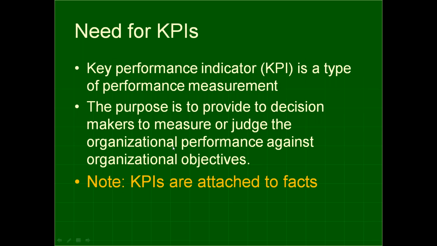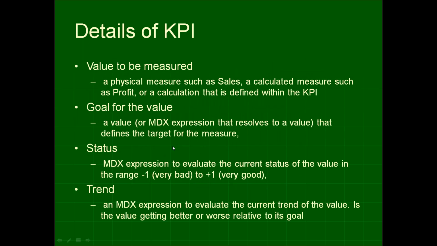Am I clear? Now, what are the things that need to be taken into consideration? Value to be measured: a physical measure such as sales needs to be input, and the goal. So what is the goal you would like to have for that sales? Based on that, you're going to get status and trend as an output. So the MDX expression to evaluate the current status of the value ranges from -1 to +1. Even trend, an MDX expression to evaluate the current trend of the value. Is the value getting better or worse relative to its goal?